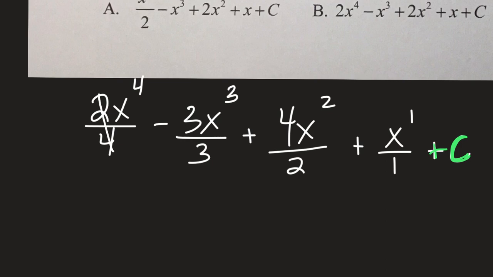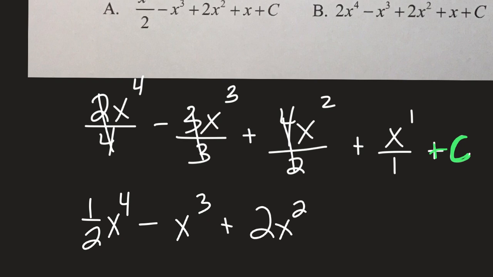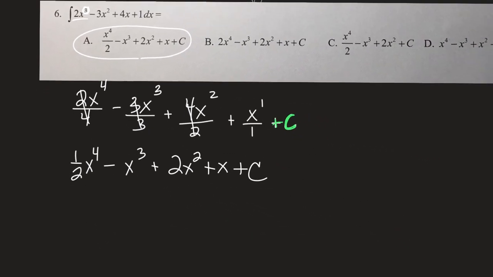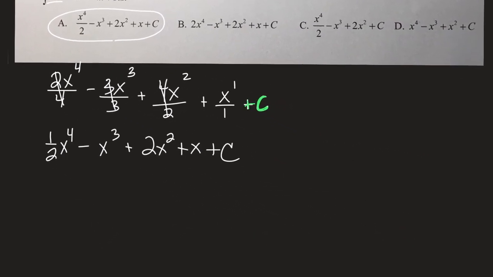So now we'll simplify, and this will be 1/2 of x to the 4th minus x to the cubed plus 2x squared plus x plus c. And it looks like that answer is right here, letter A. Okay, just an antiderivative of a polynomial. Right, on to number 7.